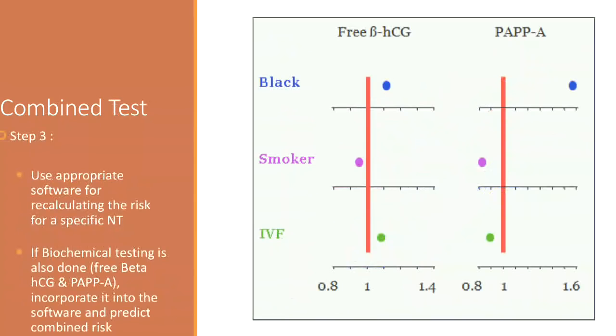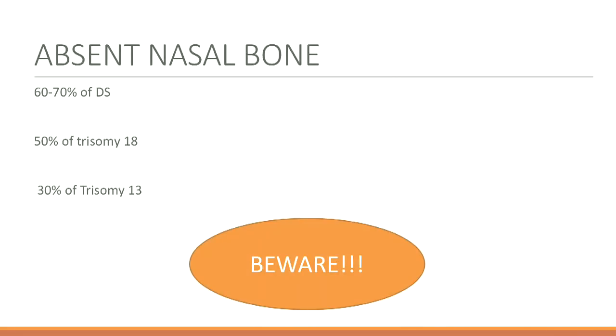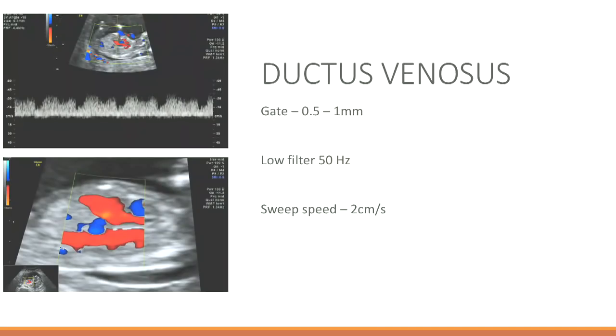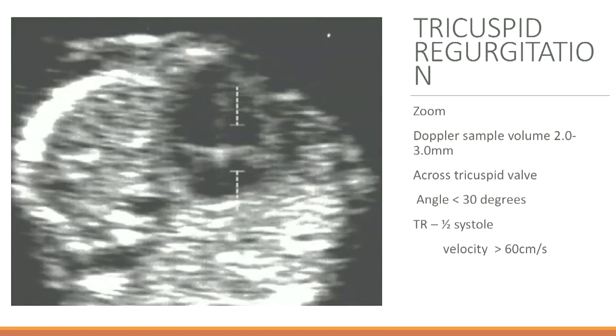The nuchal translucency, as is obvious, as it increases, the risk of having a baby with Down syndrome increases, and then you add in the maternal characteristics. And finally, after you get the result of the combined test, you can think of adding other markers. There are a number of other markers that you can look at. You can look at the nasal bone, its presence or absence, which increases the risk. You can look at the ductus venosus, for reversal of the ductus venosus, which increases the risk for Down syndrome, or you can look for tricuspid regurgitation, which increases the risk for Down syndrome. Especially tricuspid regurgitation is useful because it looks at congenital heart disease, which is very common in Down syndrome, like AV canal defect.